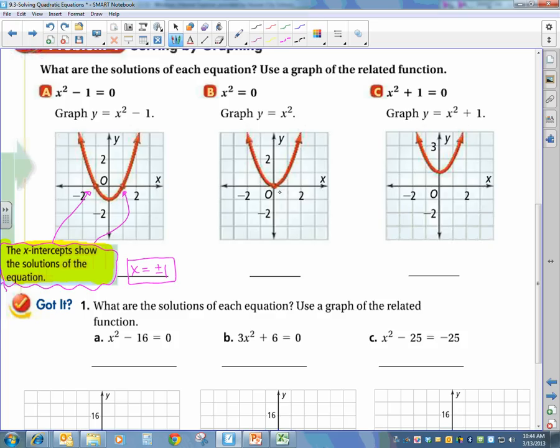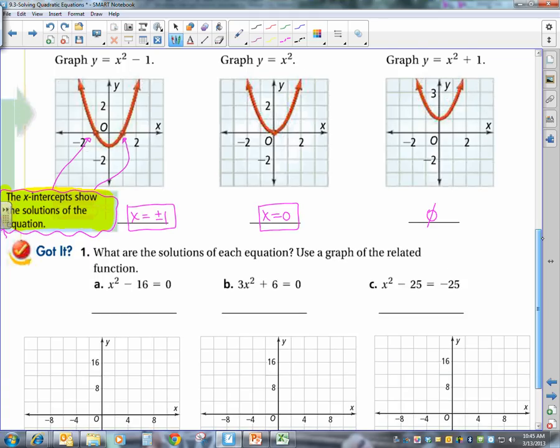So at our second graph, where does it touch or cross the x-axis? And that is at 0. So x equals 0. In this graph, where does it touch or cross the x-axis? And it never does. So we say there is no solution.